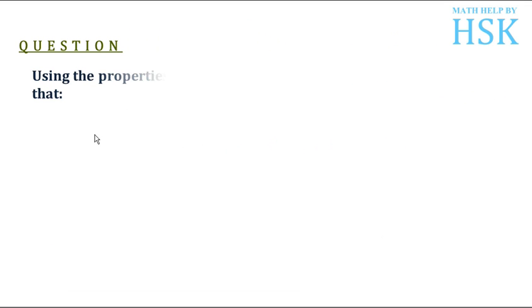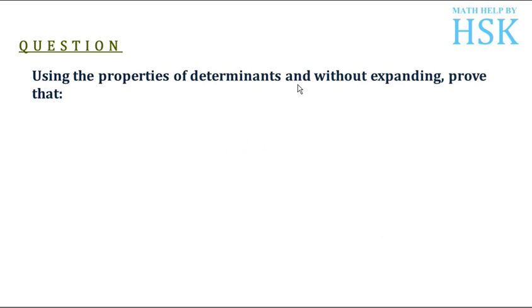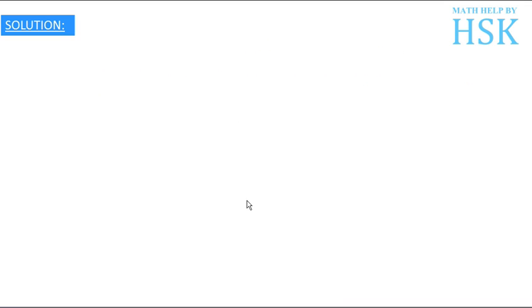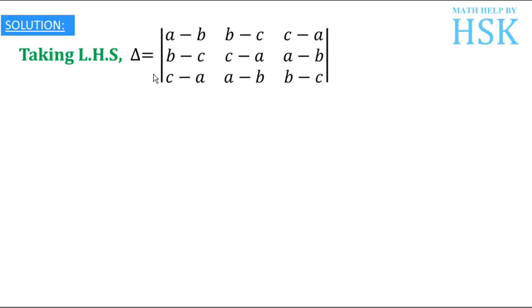The question is like this: using the properties of determinants and without expanding, prove that this determinant is equal to 0. Now to prove this equation, we take the left hand side of the equation, which is given to us as delta, equal to the determinant with rows a minus b, b minus c, c minus a; b minus c, c minus a, a minus b; c minus a, a minus b, b minus c.